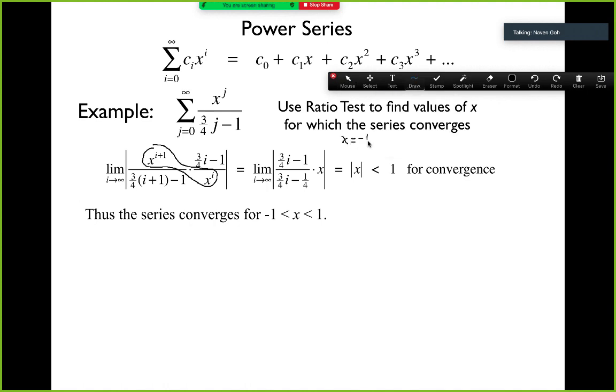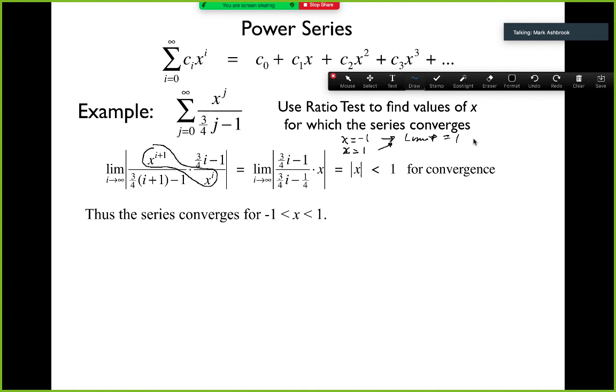It would be 1. If x was -1, the absolute value of -1 is 1. Same with x equals 1. And in the ratio test, what did we say when the limit equals 1? What did we say? No conclusion. So at x equals -1 and x equals 1, the series might converge.